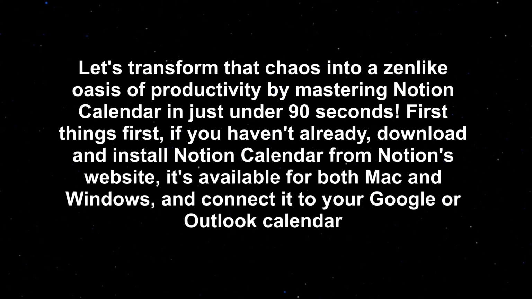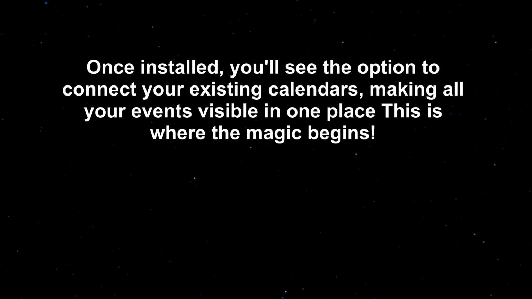First things first, if you haven't already, download and install Notion Calendar from Notion's website. It's available for both Mac and Windows, and connect it to your Google or Outlook calendar. Once installed, you'll see the option to connect your existing calendars, making all your events visible in one place. This is where the magic begins.